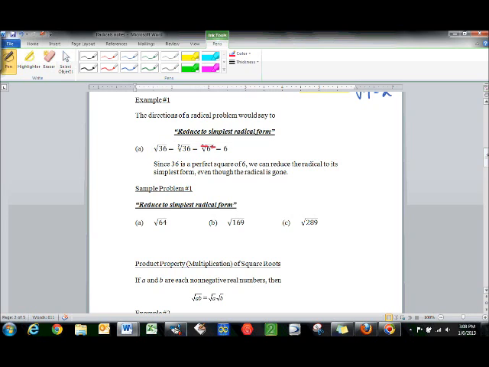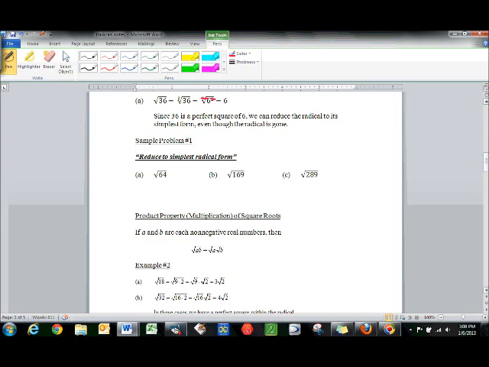So if we look at sample problem 1, just go ahead and pause the video for a second and work parts A, B, and C. Okay, so if we're working these and we've memorized them, that's the ideal situation. Otherwise, you may have used your calculator to help you with this, and we know that the square root of 64 is equal to 8. The square root of 169 is equal to 13, and the square root of 289 is equal to 17.